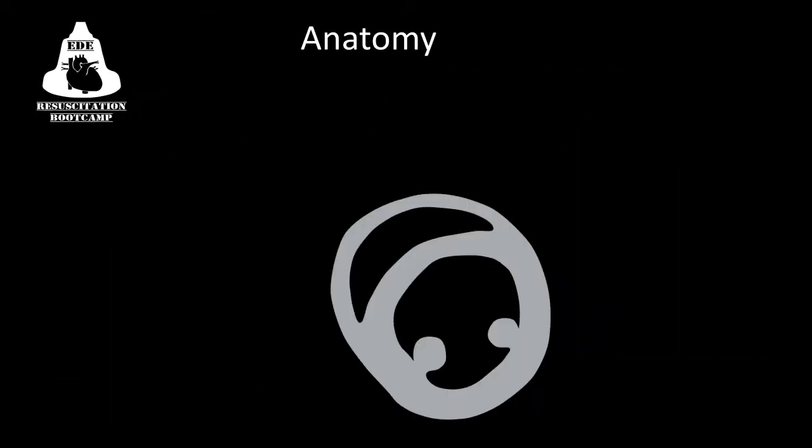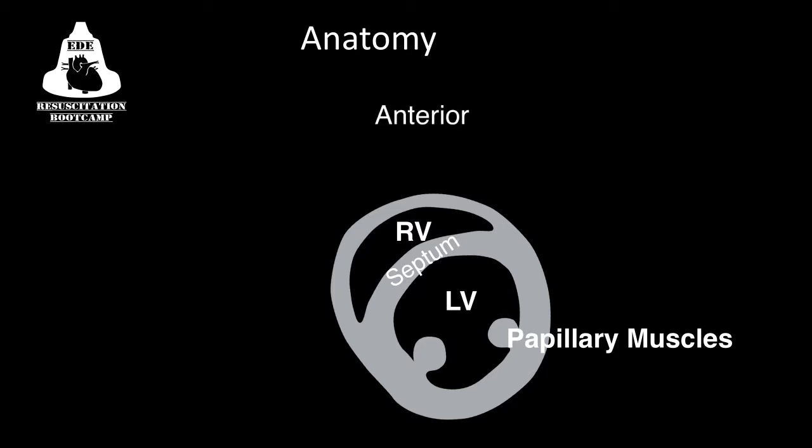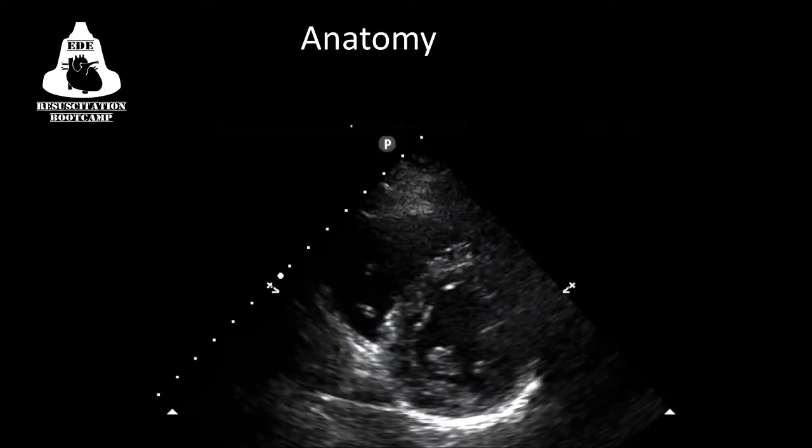The anatomy of the parasternal short view includes the RV, the LV, the septum, the papillary muscles, and the pericardium, which surrounds everything, but is not usually visible unless there's an effusion. Near field is patient anterior, and this is what a typical image will look like.